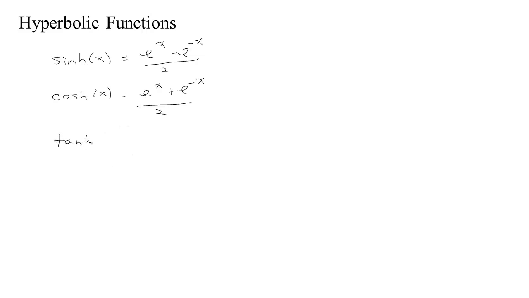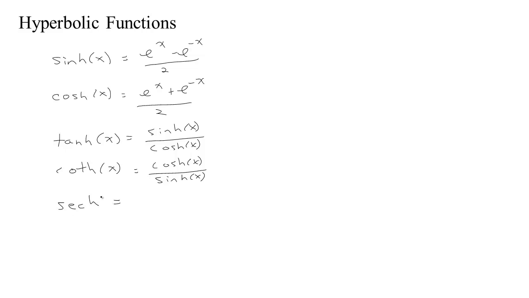We can make the hyperbolic tangent, or "thangent," by taking the shine divided by the cosh. Of course, the cotangent would be the cosh divided by the shine, and the secant, hyperbolic secant in other words, would be 1 over the cosh, and the hyperbolic cosecant would be equal to 1 over the hyperbolic sine, or 1 over the shine.